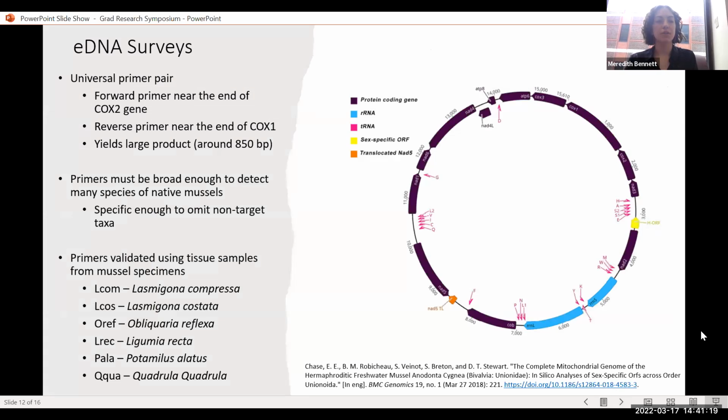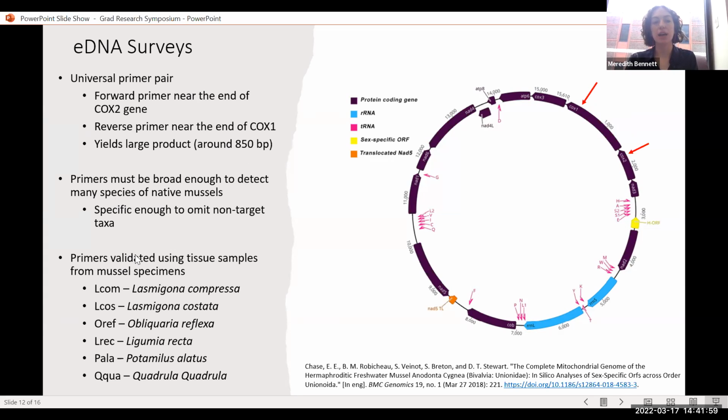Okay, so environmental DNA surveys, which is the second part of my project. As I said before, you need to design a universal primer pair. The gene that we've chosen is COX2, cytochrome oxidase 2, and cytochrome oxidase 1. You can see here these arrows point to around the area where the forward primer is and the reverse primer. This yields a very large product. The primers have to be broad enough to detect many species of native mussels, but specific enough to omit non-target taxa like those invasive species.